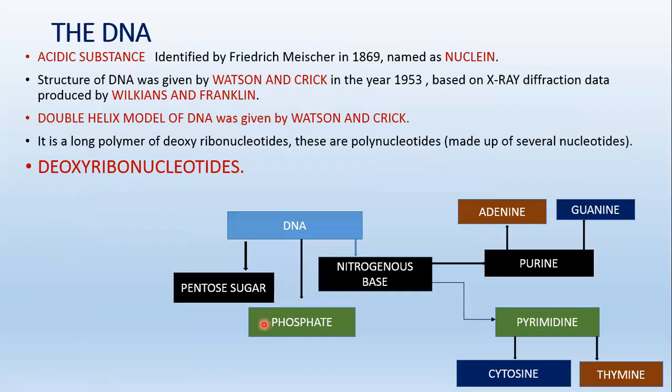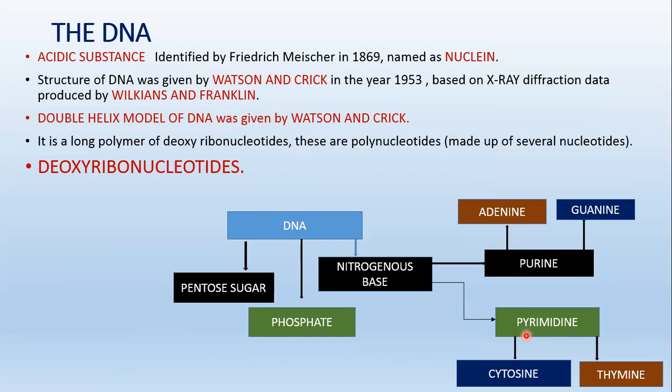Now have a look. If I'm saying DNA, what are the constituents? You can say pentose sugar, phosphate group, nitrogenous bases. Okay, pentose sugar, we have already discussed about it. Pentose means pentagon, five sides are there. There is a phosphate group. Nitrogenous bases are there. Nitrogenous bases are further classified into two types on the basis of their structure, purine and pyrimidine. So under purine, what are coming? Adenine and guanine. Under pyrimidine, what are coming?